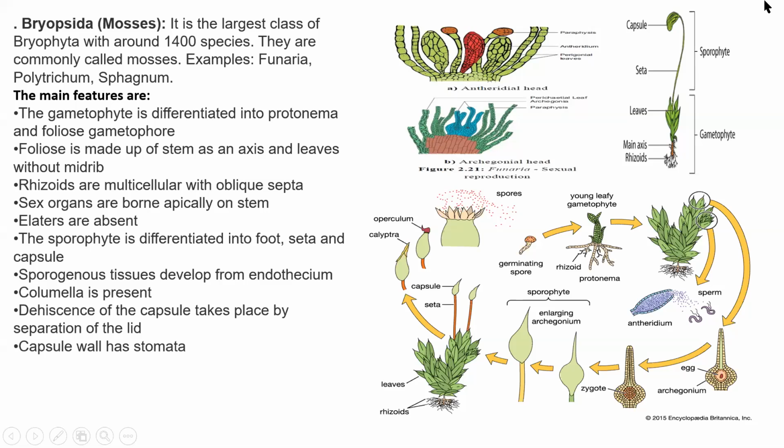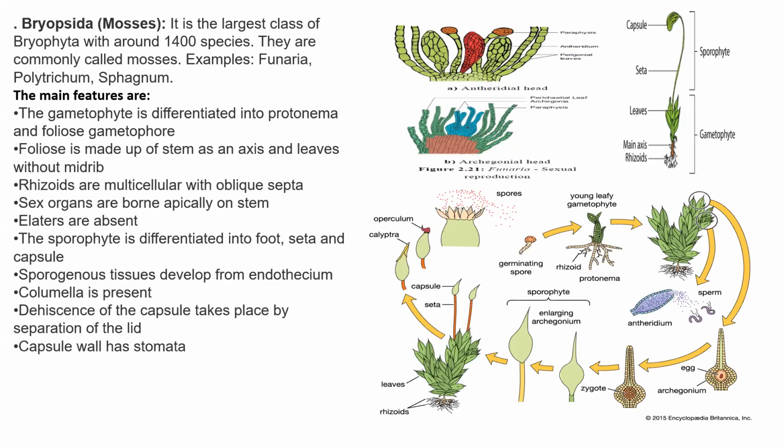Okay, the leaves do not have a midrib, and rhizoids are multicellular. You can see rhizoids are multicellular with septa. And sex organs are borne apically on the stem. You can see at the tip of the axis the antheridial head and the archegonial head. When you take a section of the tip of the axis, you can see it having the antheridial head or the archegonial head.